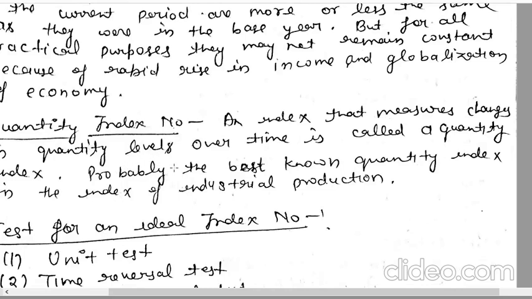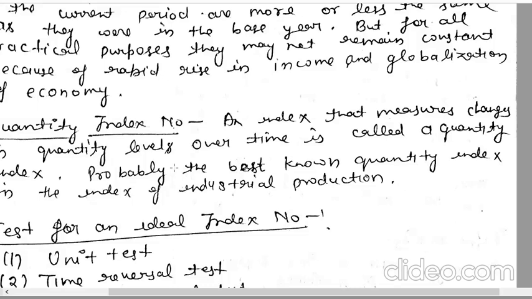Sometimes we are getting good supplies, but sometimes we will not get, means हमें नहीं मिलती है कोई भी चीज supply. So these are the quantity levels. Means measures changes in quantity levels over time is called a quantity index.